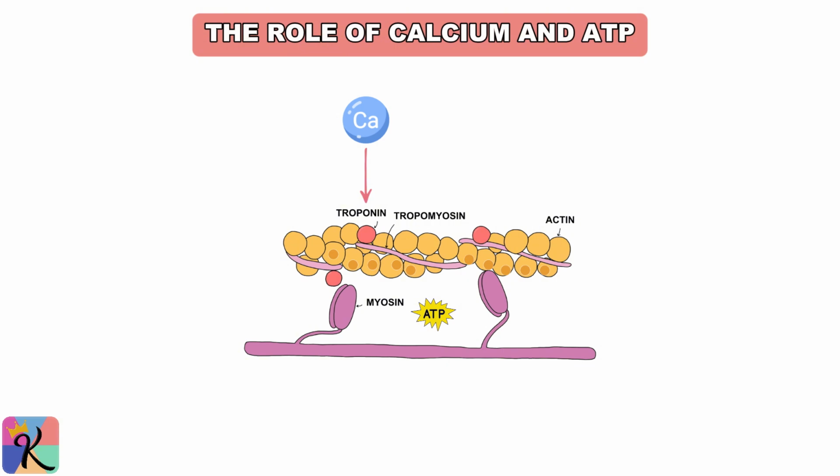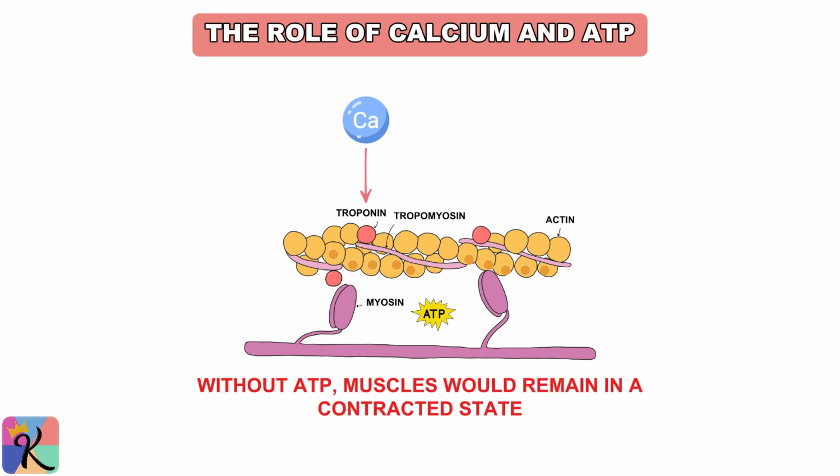ATP provides the energy for the myosin heads to perform the power stroke. It's also necessary for detaching the myosin heads from actin after the power stroke. Without ATP, muscles would remain in a contracted state, which is what happens during rigor mortis.